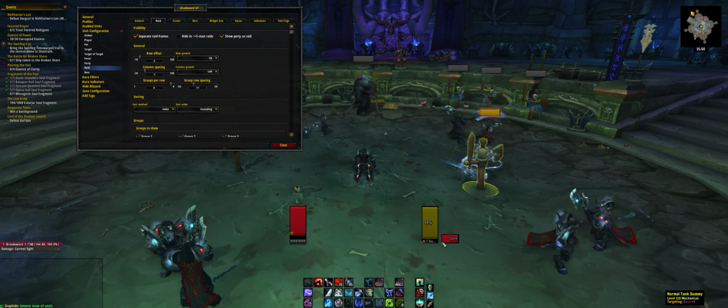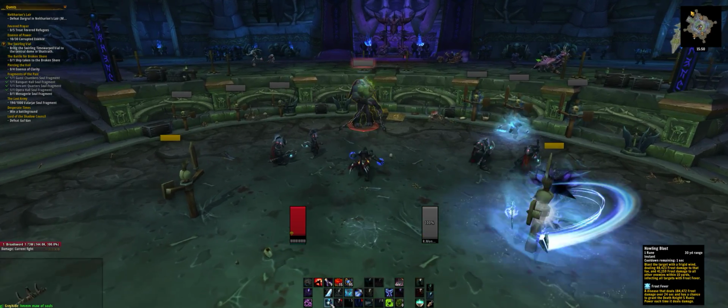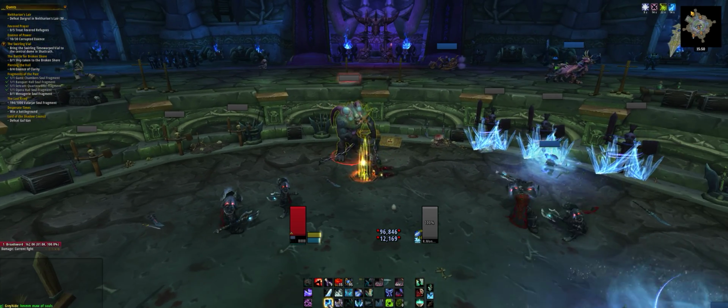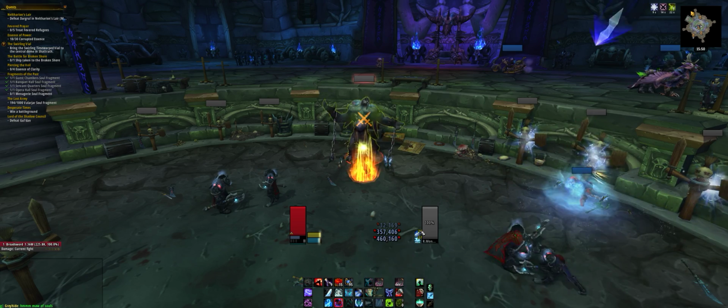There's my target of target. Let's just show you a bit of... there you go, there's the cooldown bars I was talking about, and my debuffs.